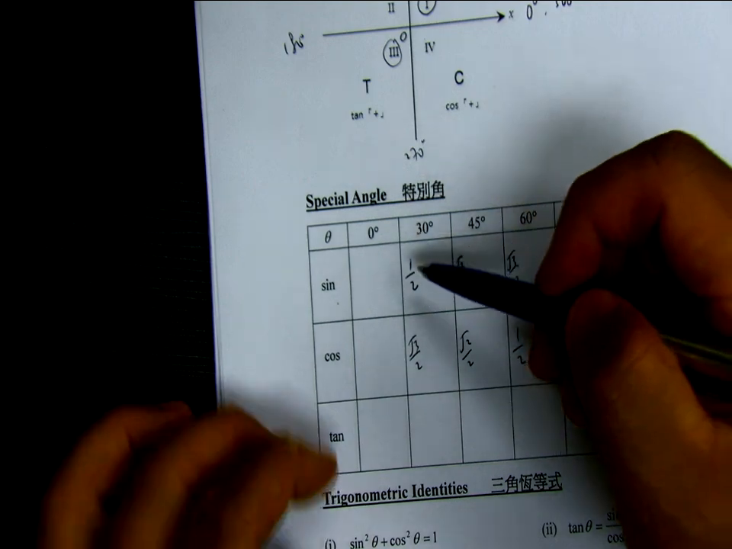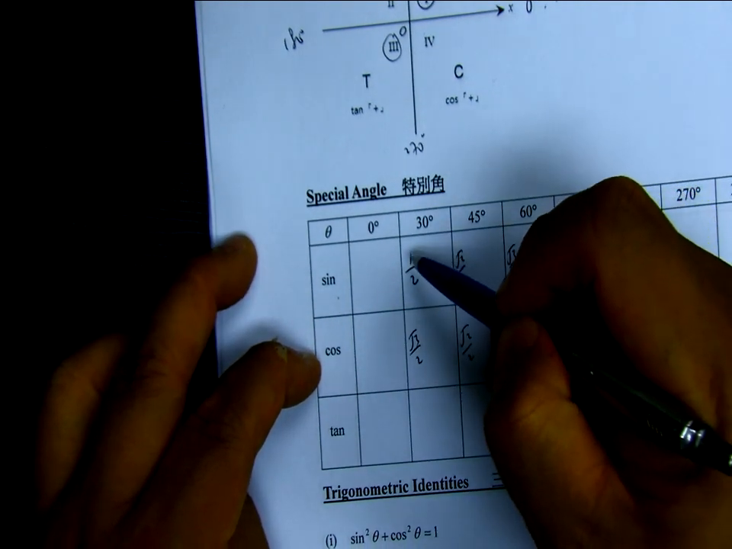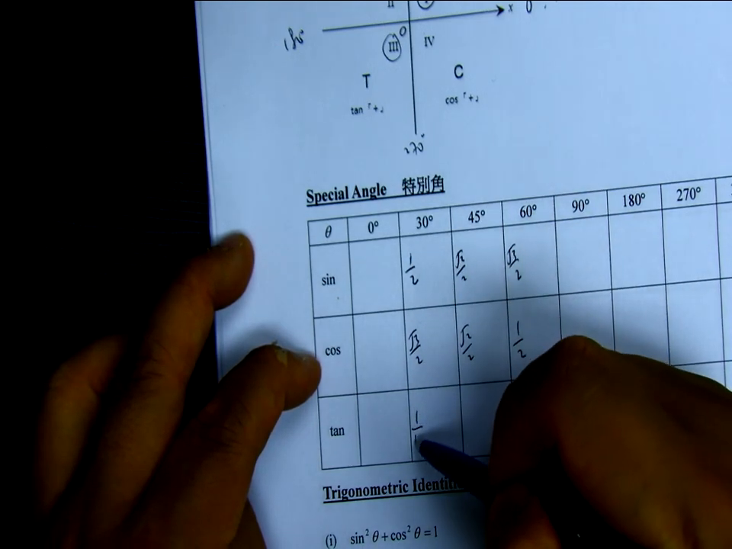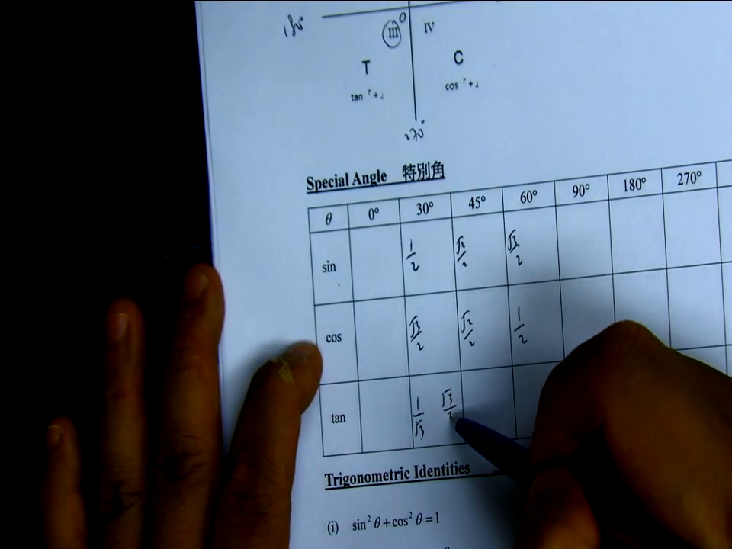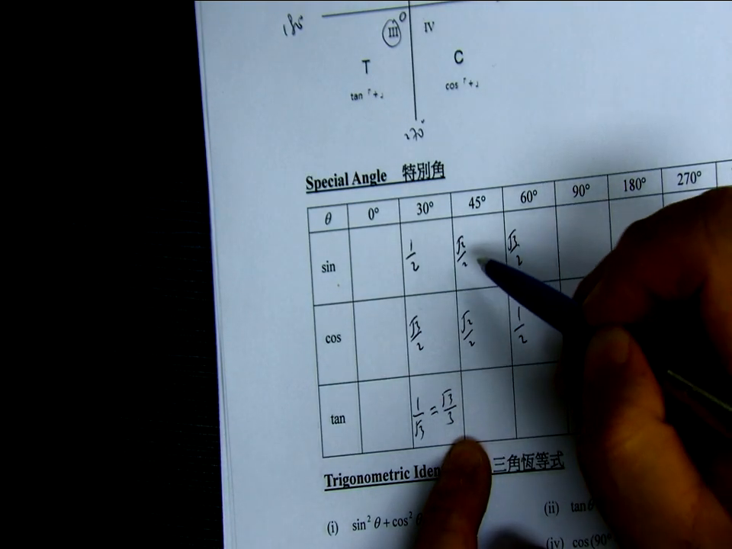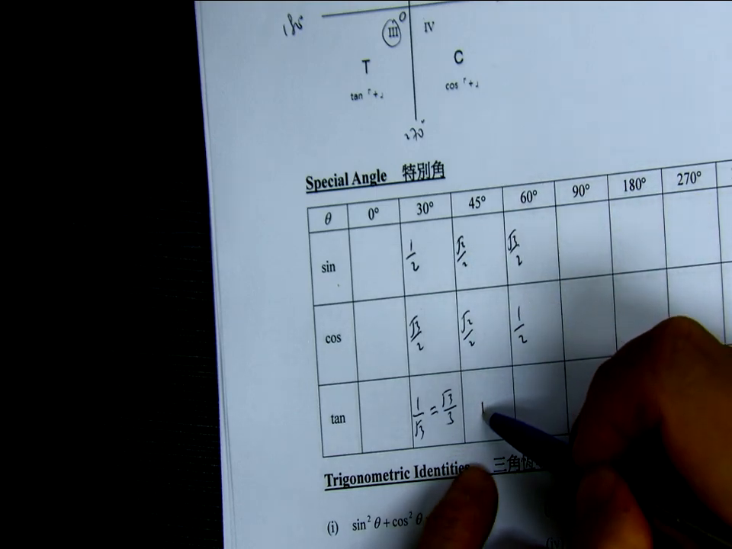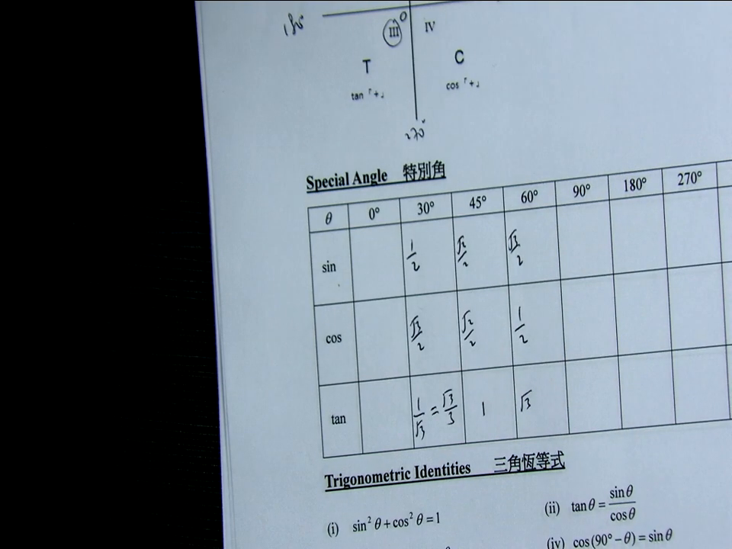Tangent is the function of sine over cosine. You can easily know that 1 over 2 over root 3 over 2 is 1 over root 3, but rationalized it becomes root 3 over 3. The same, but this one is the rationalized version. This and this are the same, so this over this becomes 1. And this over this becomes root 3. This is the knowledge that you have learned in Form 2, maybe in Form 3.